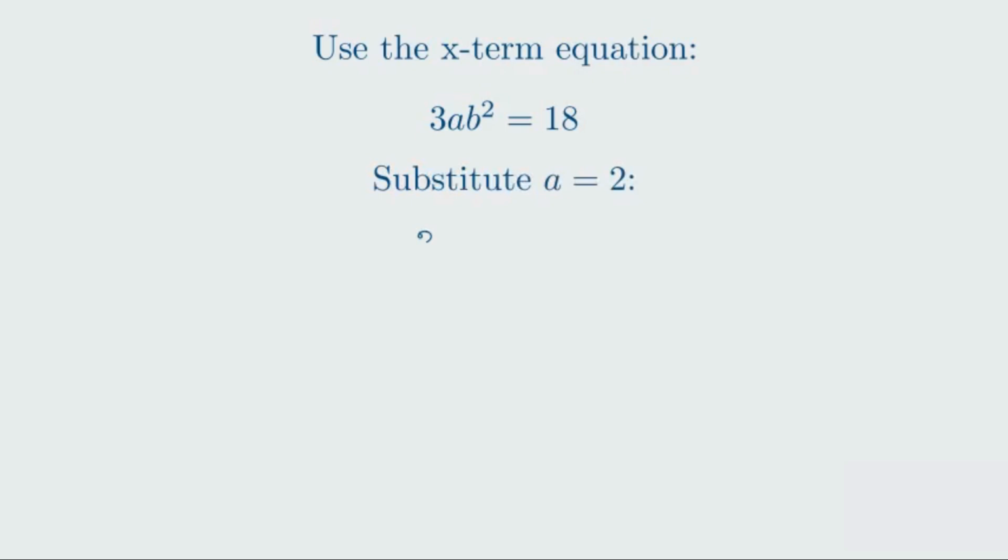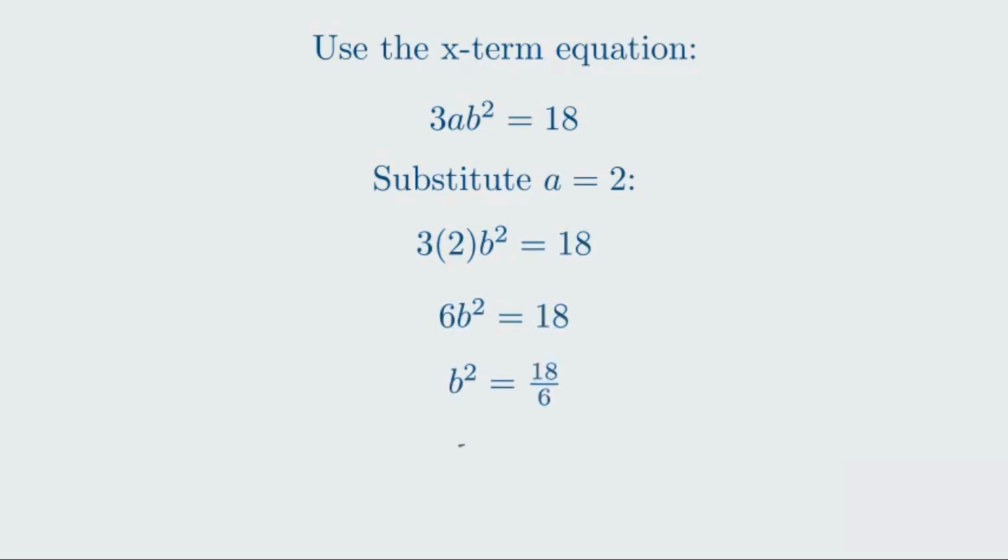Let's work with the equation 3ab squared equals 18. We know the value of a is 2. Let's substitute that into this equation. Substituting a equals 2, we get 3 times 2 times b squared equals 18. This simplifies to 6b squared equals 18. Now we can solve for b squared by dividing by 6. So b squared equals 3.